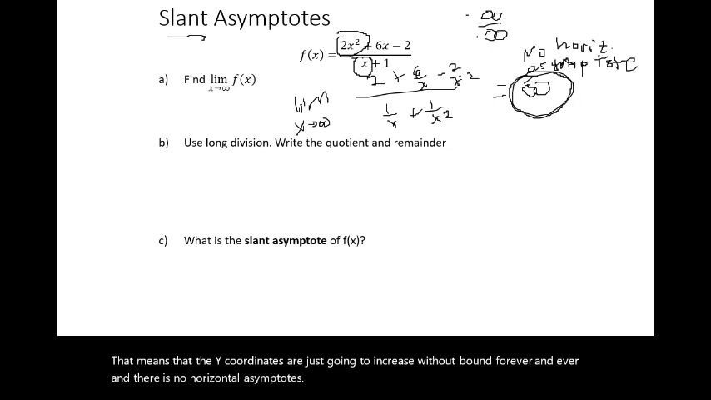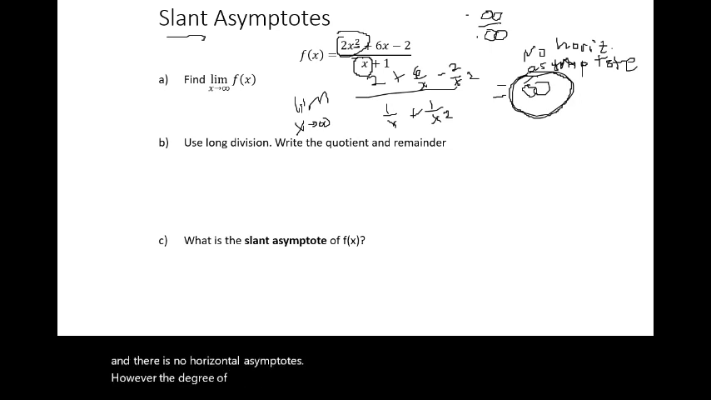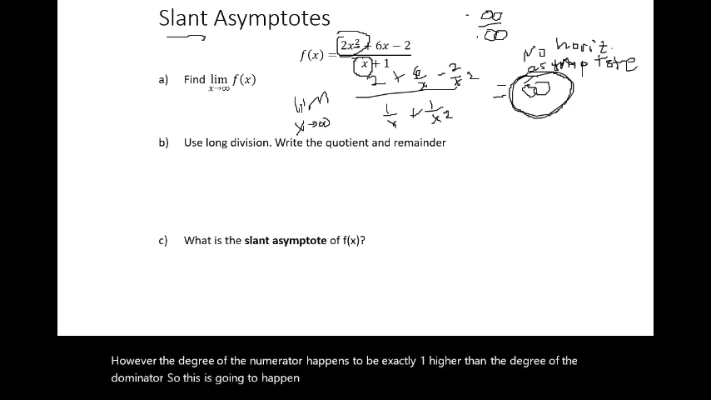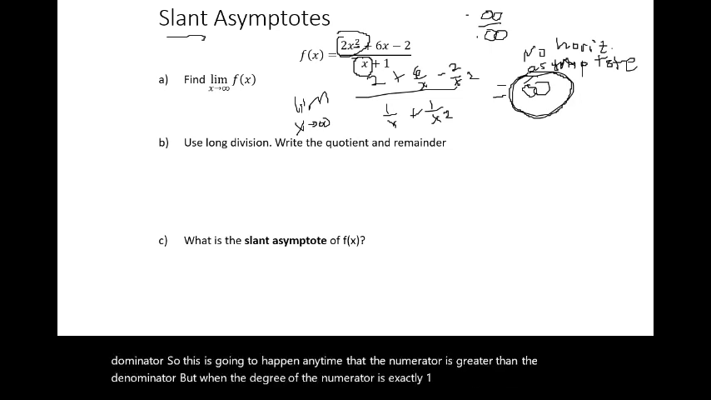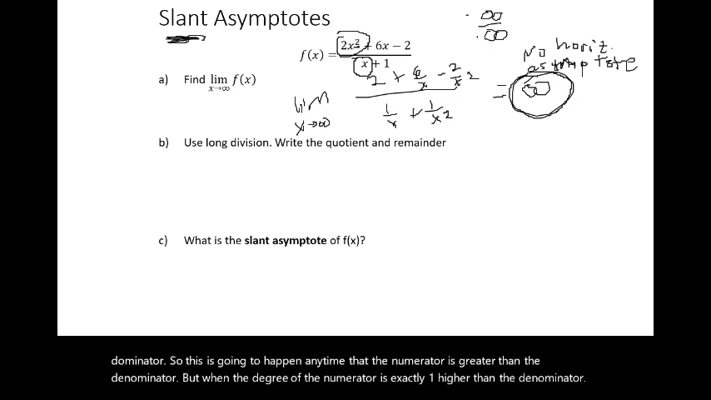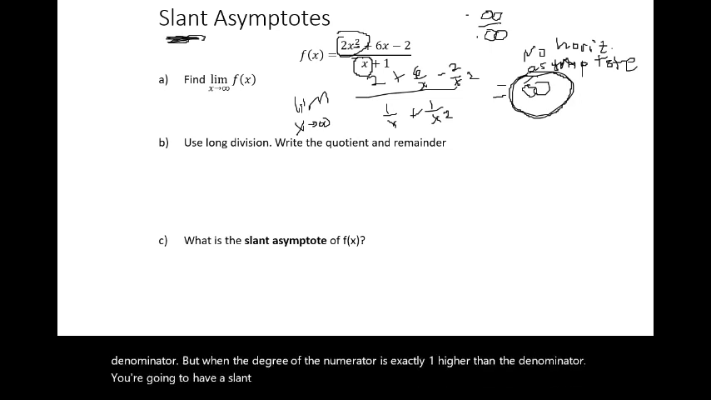However, the degree of the numerator happens to be exactly 1 higher than the degree of the denominator. This is going to happen any time that the numerator is greater than the denominator, but when the degree of the numerator is exactly 1 higher than the denominator, you're going to have a slant asymptote. And the process to finding slant asymptotes is actually polynomial long division.